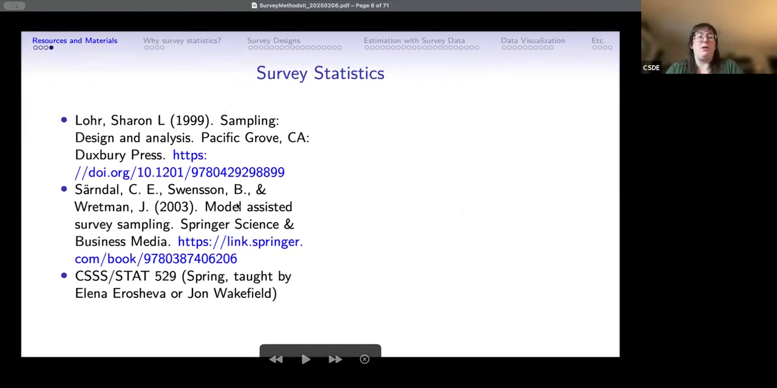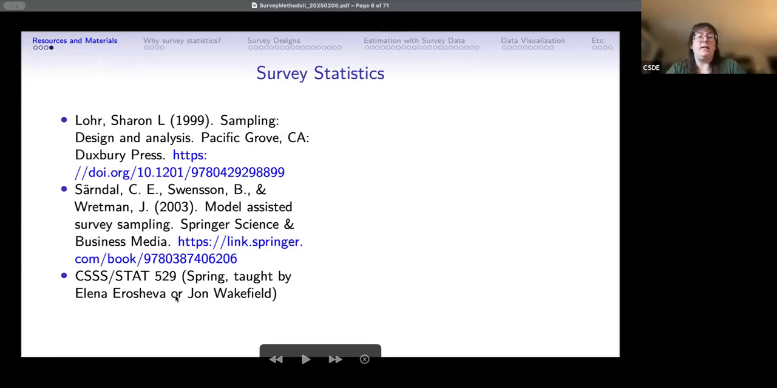Särndal, for those of you who are really interested in getting in the weeds, is a heavily mathematical book with a lot of analytical calculations and approximations for variance estimators under different types of survey estimation. It's a beast to wrestle with, and I would avoid it unless you really need to. And there might be some of you who would need to one day.